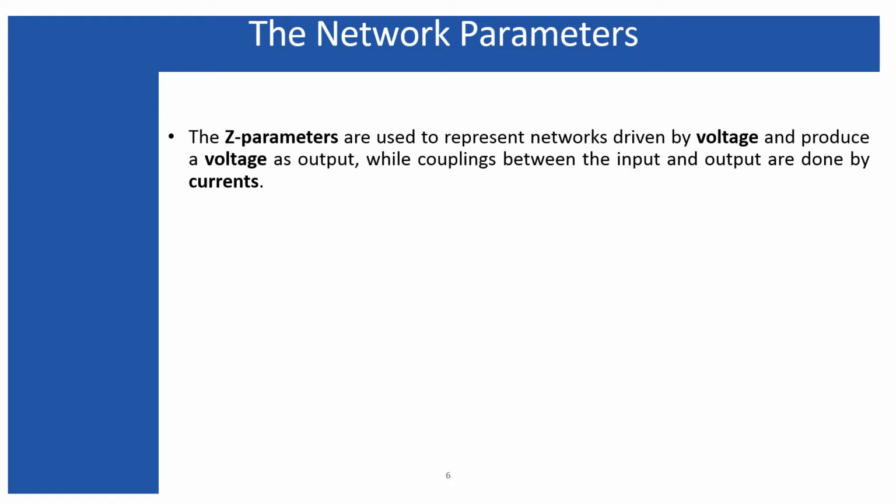Therefore, we are interested in the Z parameter for a given network when the network is driven by voltage and produces the output in terms of voltage also, and the coupling between the input and output voltage is done using the input current and the output current. So then we generally prefer to use the Z parameter.